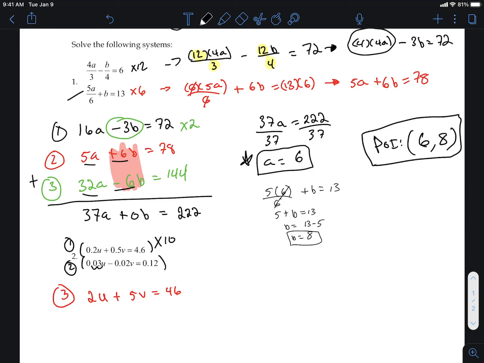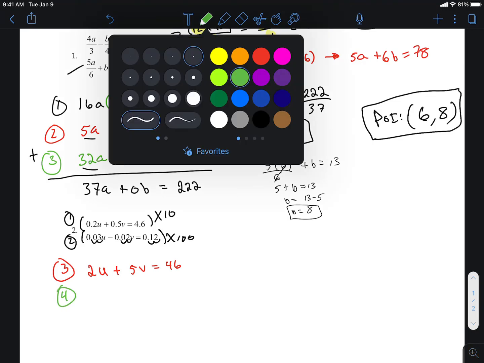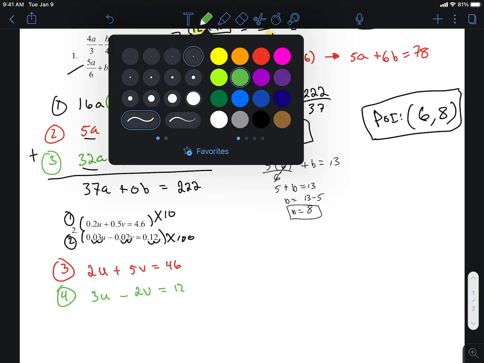And then in the second one, I see 2 decimal places, so I'm just going to multiply by 100. Remember, the goal is to get whole numbers, no decimals, numbers that we can manipulate to do the elimination process. That's what we're after. So if I do that, in the fourth one we're going to get 3u minus 2v is equal to 12. A little tougher in the last question.